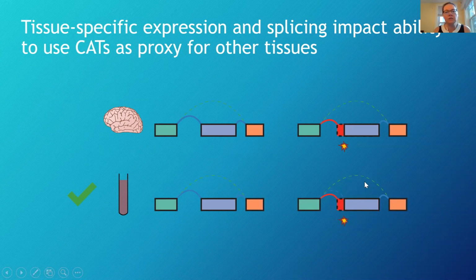So our question is really, we know that all three of these situations exist, but we don't know how to quantify how often each of those situations exist for any particular gene and any particular tissue.